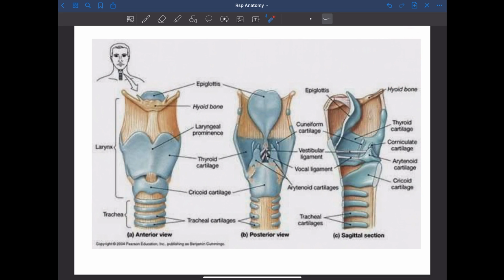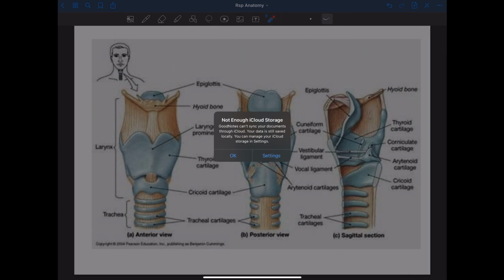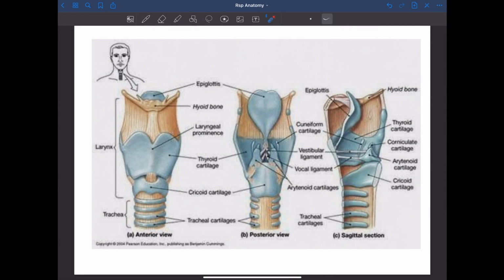Now, above this Adam's apple, we can see a small V-shaped depression. This is known as the superior thyroid notch. And here we can see that the posterior aspect of the thyroid cartilage is free and extends to form the superior thyroid horn and the inferior thyroid horn.